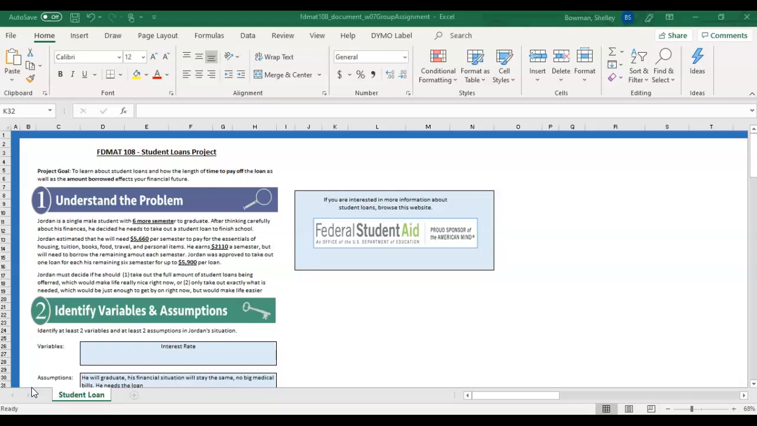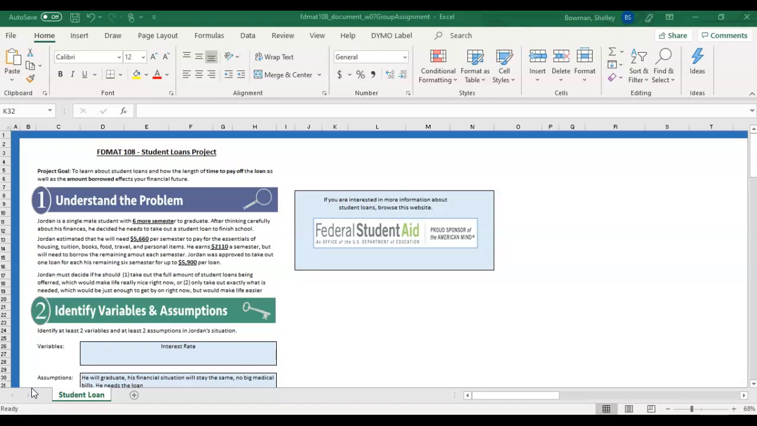So the first thing is Jordan is a single male student with 6 more semesters to graduate. After thinking carefully about his finances, he decided he needs to take out a student loan to finish school. Jordan estimated that he will need $5,660 per semester to pay for the essentials of housing, tuition, books, food, travel, and personal items. He earns $2,110 a semester, but will need to borrow the remaining amount each semester.